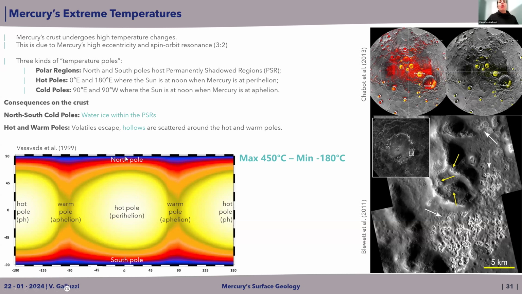And in the cold poles, they found evidence for the possible presence of water ice in the permanent shadow regions of the craters. While in the hot poles and warm poles, we have another phenomenon that exploits volatiles in the surface of Mercury, and they are called hollows. Let's see what hollows are.